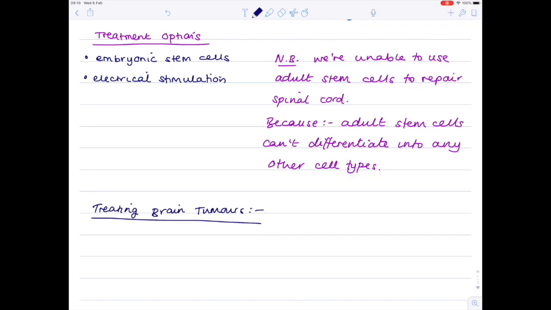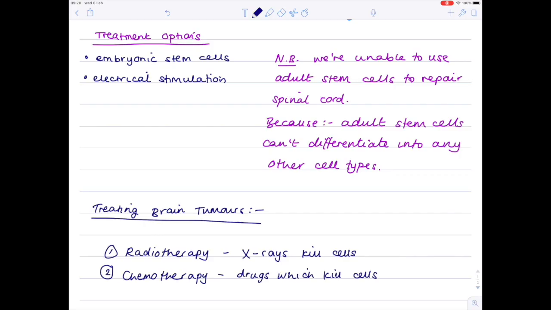Now looking at treating brain tumours, here you can use a combination of radiotherapy and chemotherapy. Radiotherapy is when you use X-rays directed at the cancer to destroy the cells. With chemotherapy you're using chemicals, hence chemo, and these chemicals are drugs which kill the cells. But whichever way you use, you want to minimise the amount of damage you do to the healthy cells. So you want to make sure those X-rays really only affect the cancerous cells, and the same with the drugs. You don't want them going off and damaging healthy cells, because that's why people feel really sick on chemotherapy.